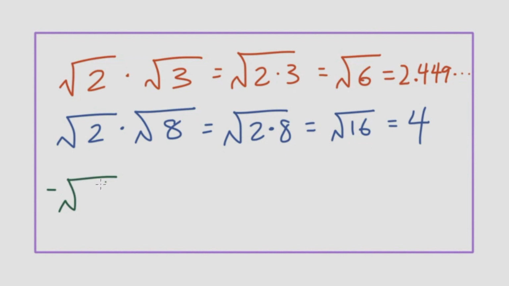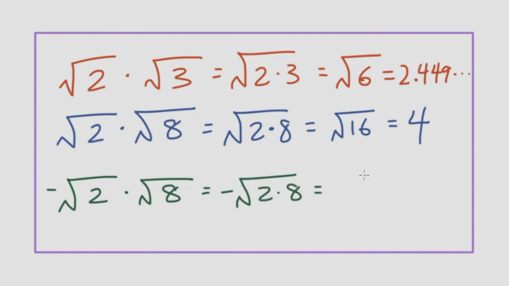And that becomes minus root 2 times 8 because, as I said in the previous video, the negative sign follows all the way down but still stays outside the radical, as if it was a parentheses. So that negative root 2 times 8 becomes negative root 16, which finally becomes negative 4. As you can see, that negative sign on the very left stayed with this whole radical until it became negative 4 at the very end.